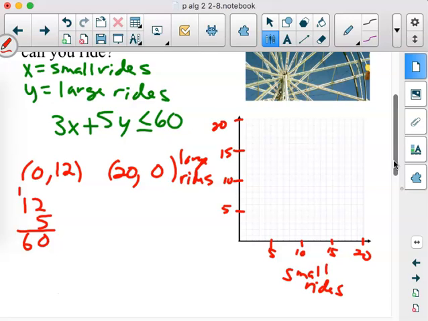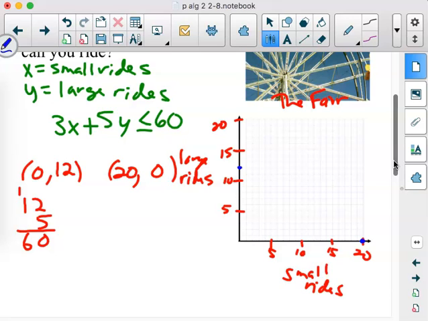A name. What do you want to call it overall? Well, where are they going? The fair. We might as well call it the fair. People would be able to figure out what's going on if we did that. Now we had our 2 lovely little points, 0, 12. And 20, 0.